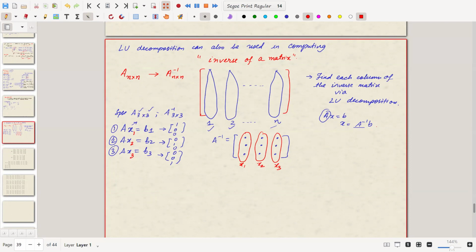This is a theorem. I'm not proving it. I'm telling you that if you solve Ax equal to the right hand side being a unit vector, 1, 0, 0, then 0, 1, 0, then 0, 0, 1, the three different solutions will give you three different columns of the inverse matrix. That's it. That's the theory. You will know it better when we do an example.